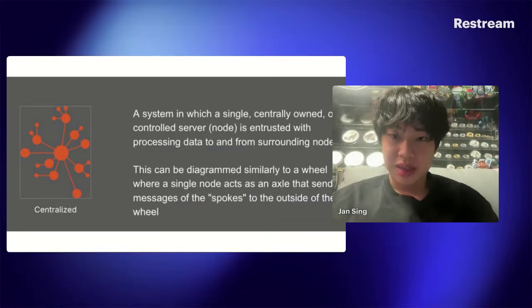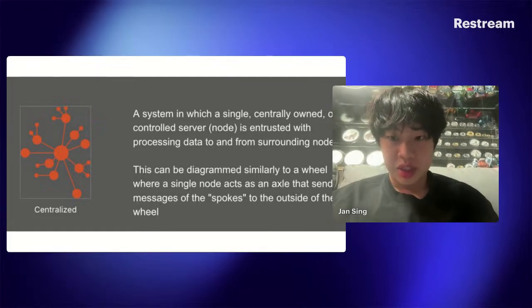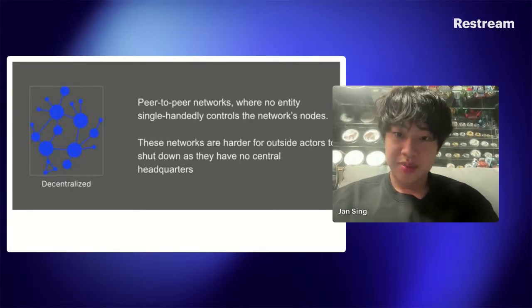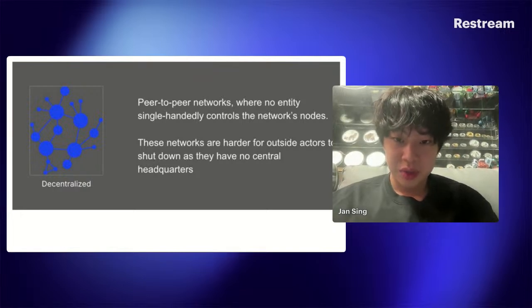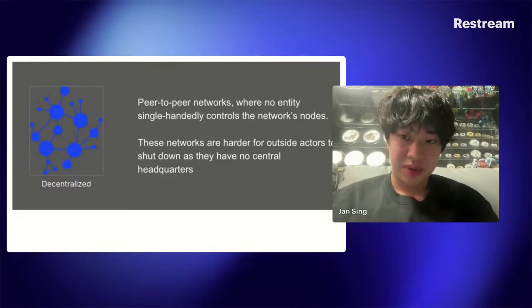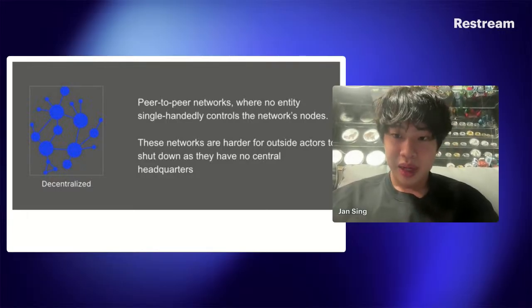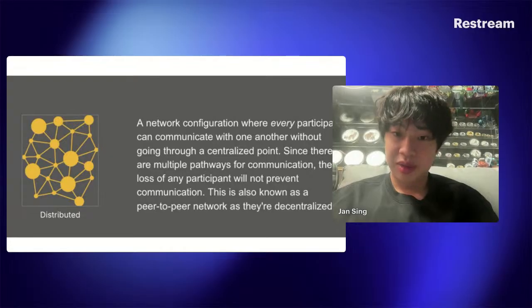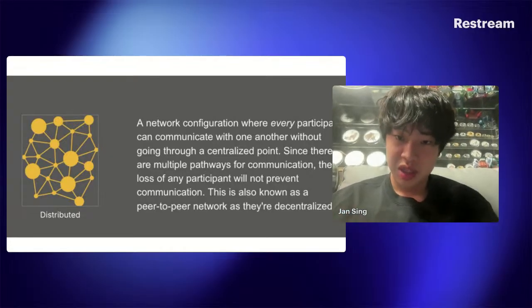Then going through it a bit more: centralized is centrally owned, basically what we mentioned. Then decentralized is a peer-to-peer network. No single entity controls the network's nodes, which makes it harder to shut down. And lastly, distributed, where everyone communicates. That's basically what I mentioned.